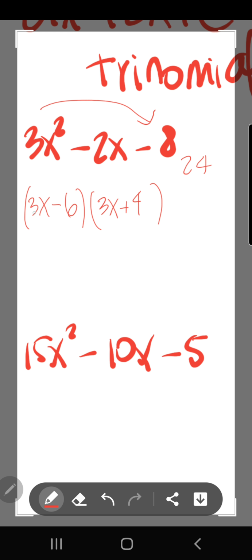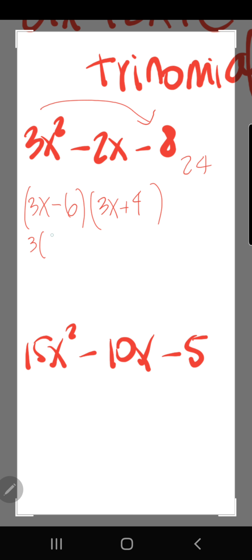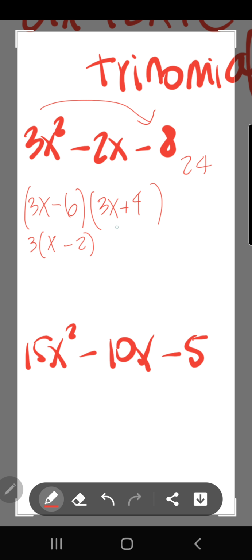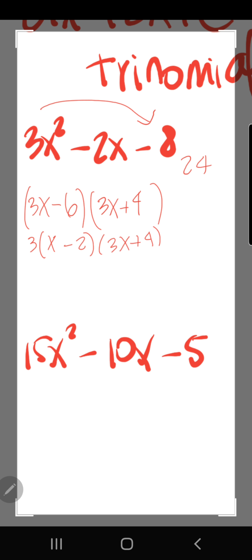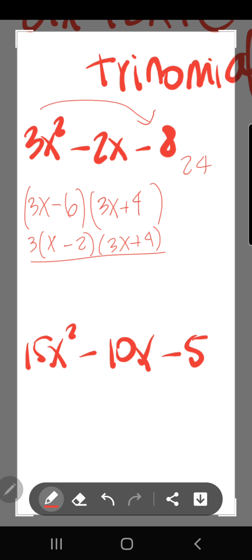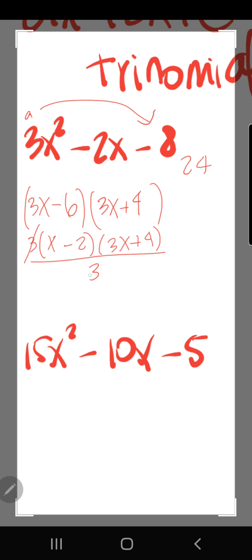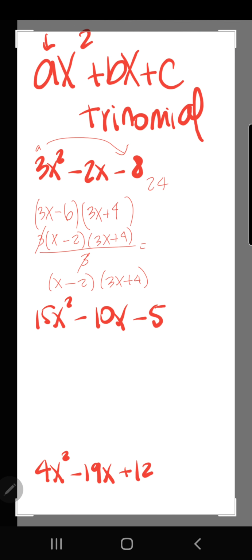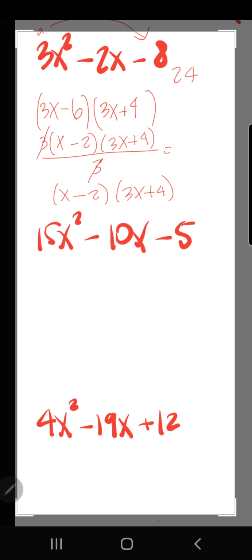Here the common factor is 3, so this parenthesis will be x minus 2. And here there is not a common factor, so you copy this parenthesis. Then you divide over a because you multiplied in the beginning times a. So a is 3. You always will notice that you must cancel this number with this number, and the answer is x minus 2 times x plus 4. And that's it.